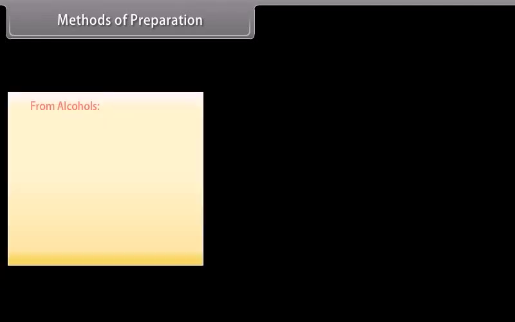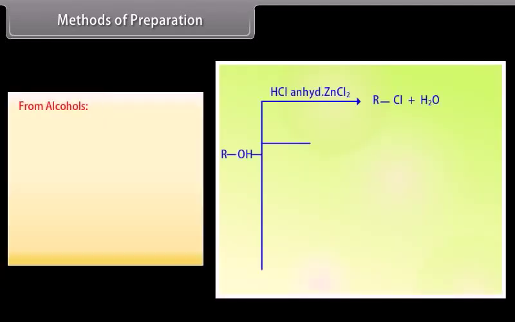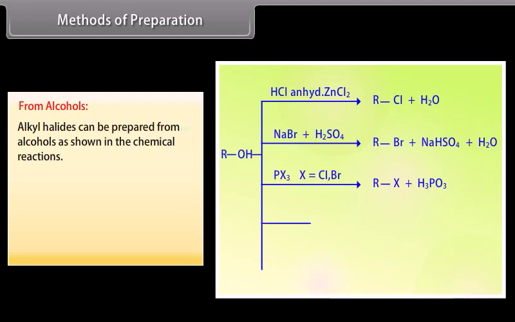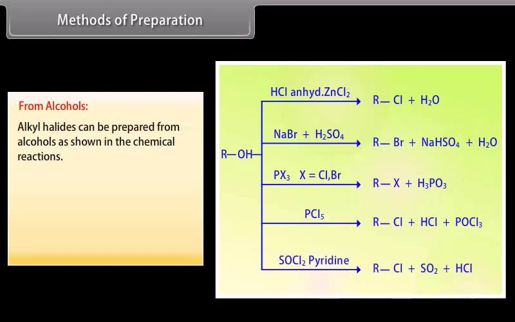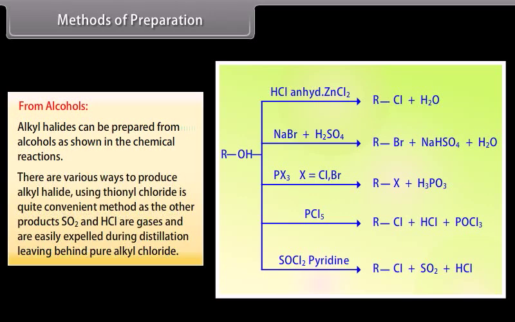Methods of preparation. From alcohols. Alkyl halides can be prepared from alcohols as shown in the chemical reactions. There are various ways to produce alkyl halides using thionyl chloride, and it is quite a convenient method as the other products SO2 and HCl are gases and are easily expelled during the distillation, leaving behind pure alkyl chloride.